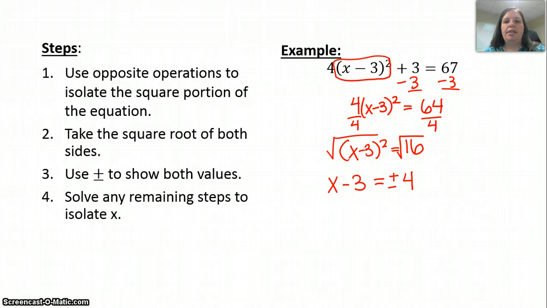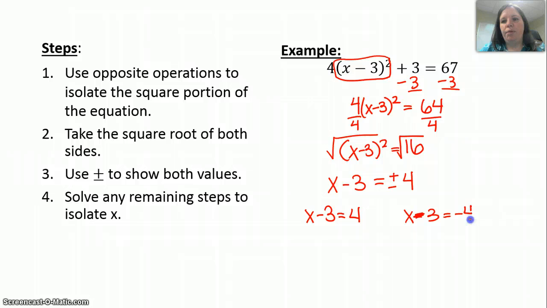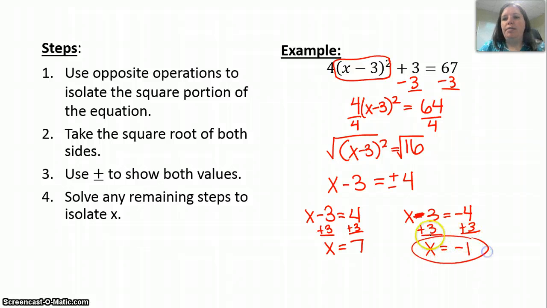Solve any remaining steps to isolate x. So it looks like we have two equations here. We have x minus 3 equals 4, and we have x minus 3 equals negative 4. So if I add 3, I get my first value, which is 7, and if I add 3, I get my second value, which is negative 1.